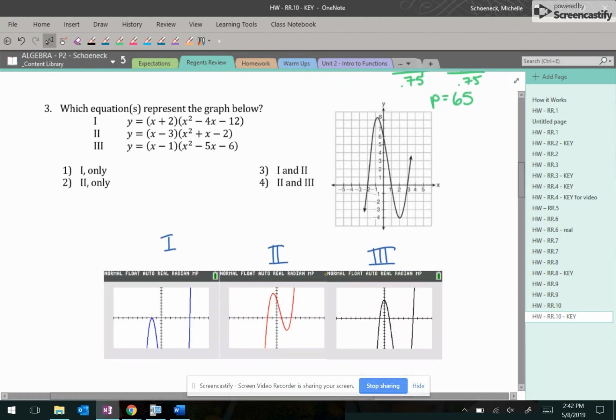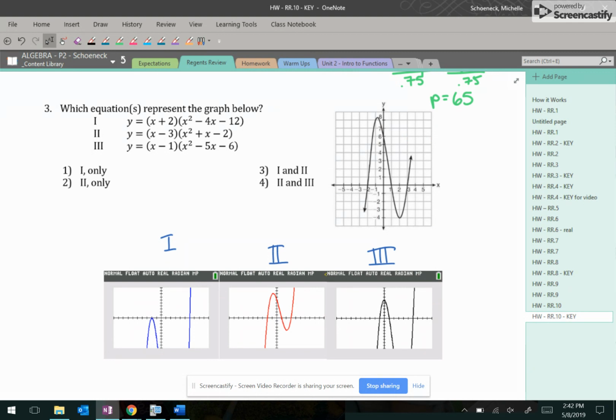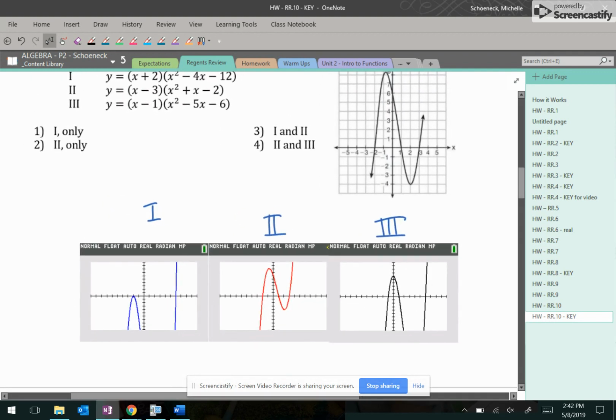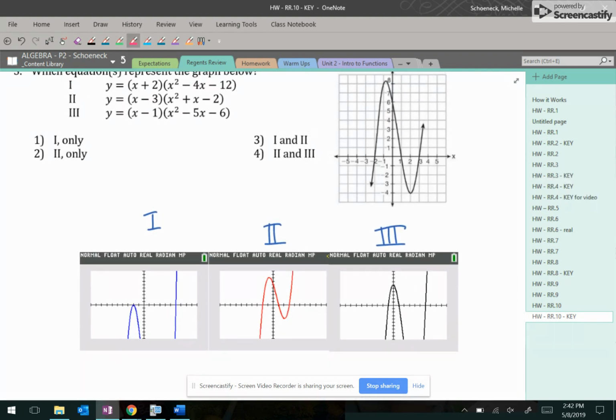Number 3, which equation or equations represent the graph below? You've got choice 1, 2, and 3. I put those all into my calculator, and I looked at the graphs, and we're just going to match which one it is. Well, first off, we've got zeros at negative 2, 1, and 3. This one does not have zeros there, and this one also does not have zeros there.